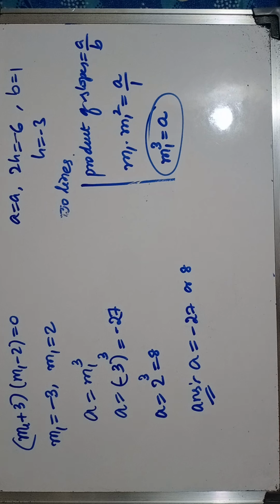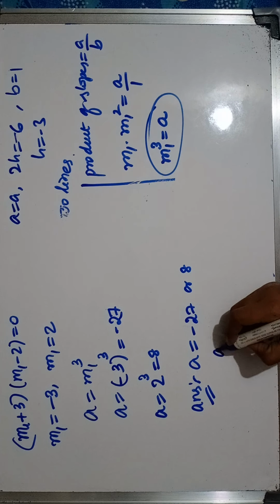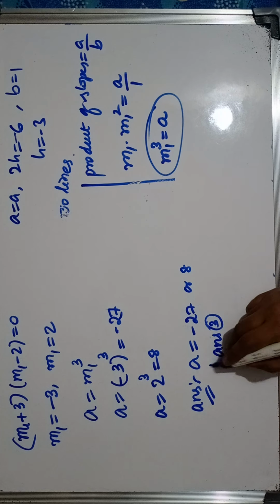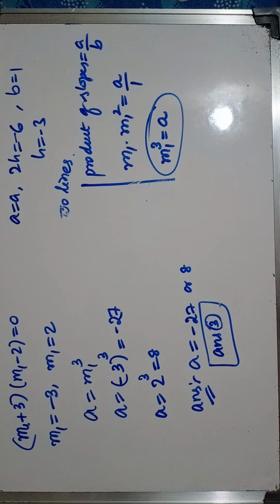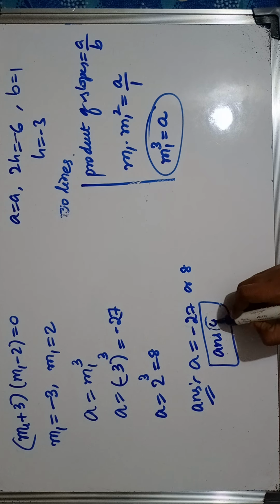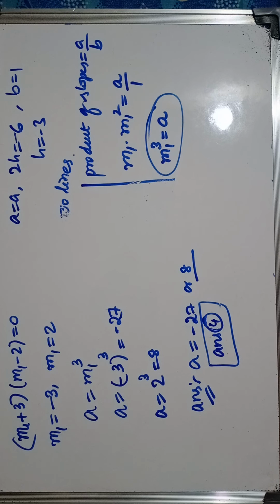So look at the given options. Option 3 is the correct answer. So option 3, which is a is equal to, option 4 is the correct answer. Here we have 8, not 3. So therefore the answer is option 4.